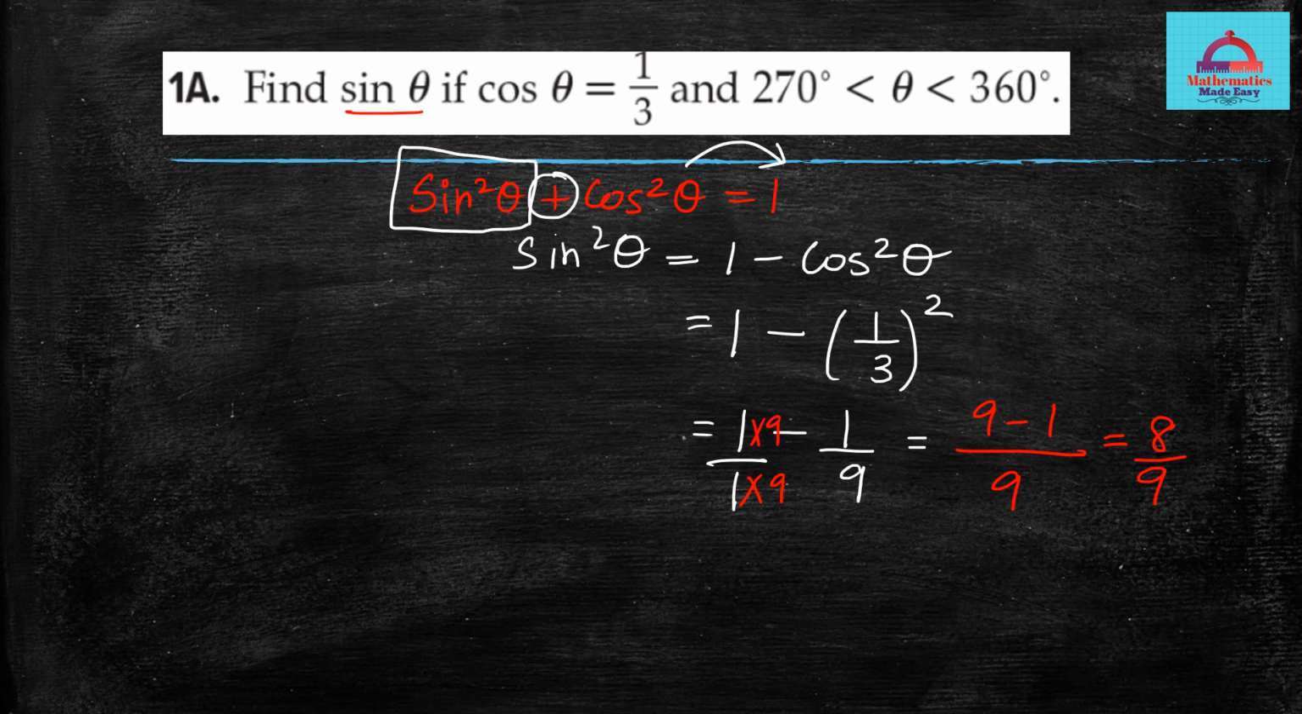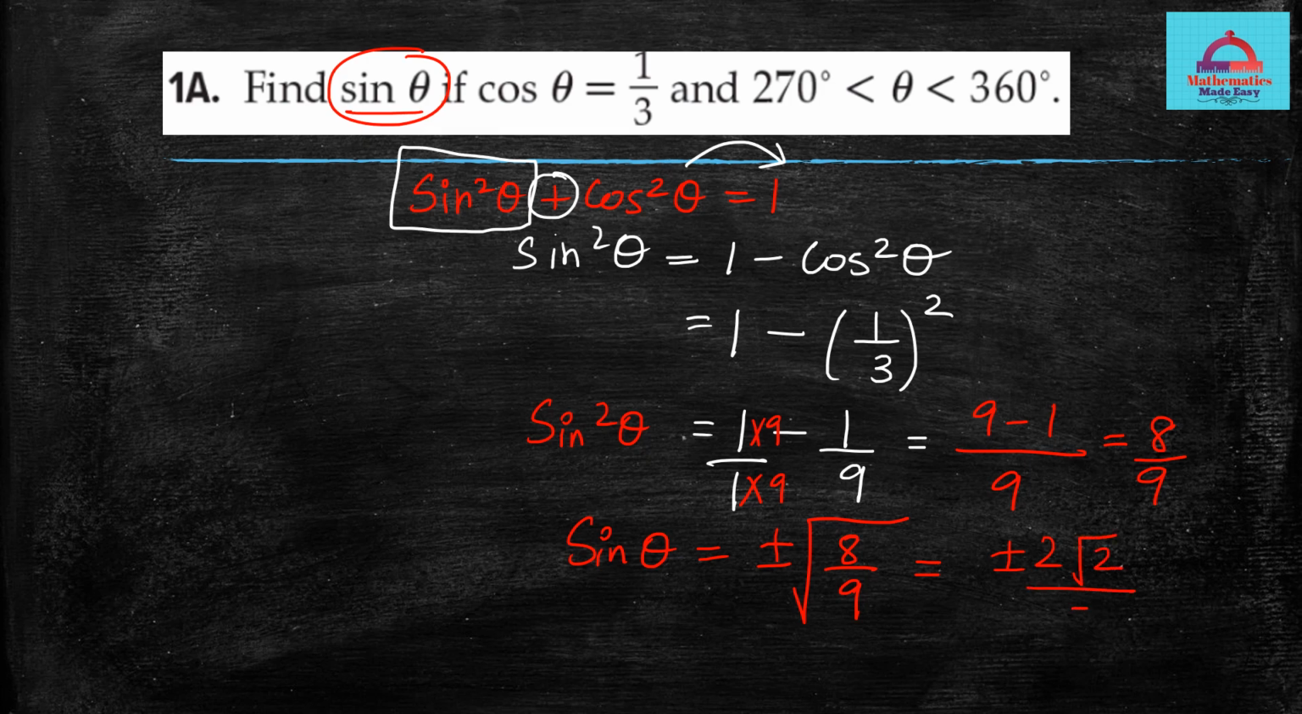Now this is the value of sine square. Okay, but we need the value of sine theta. So definitely I will take the square root. So sine theta will be plus minus square root of 8 by 9. Now 8 can be written as 2 square root 2, while 9 being a perfect square will come out of the radical sign, giving you 3. Because 3 multiplied by 3 is 9.